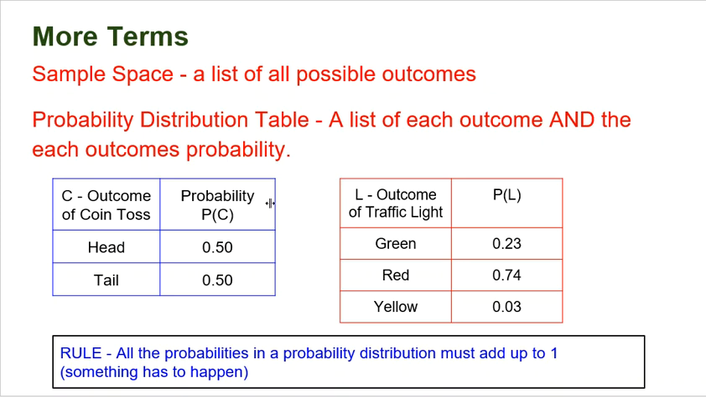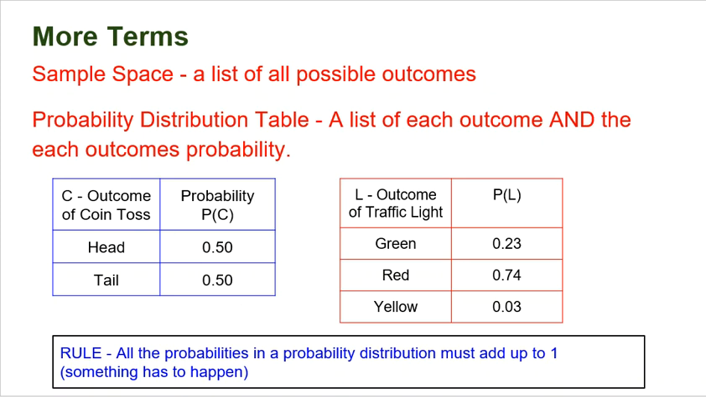So in any probability distribution table that I ever give you, the probabilities better add up to 1. If they don't add up to 1, something's going on. And it's because something has to happen, right? When you go underneath a traffic light, something has to happen. Well, there's only three things that can happen. So those three things better have probabilities that add up to one, because that will account for every possibility that can happen. Same thing with tossing a coin. So hopefully that makes a lot of sense.